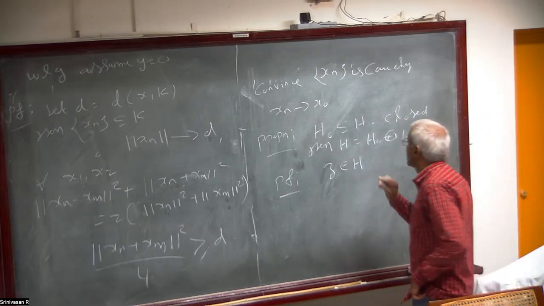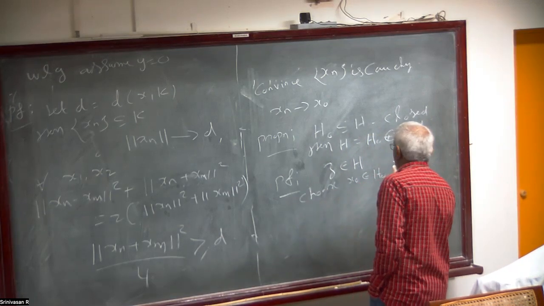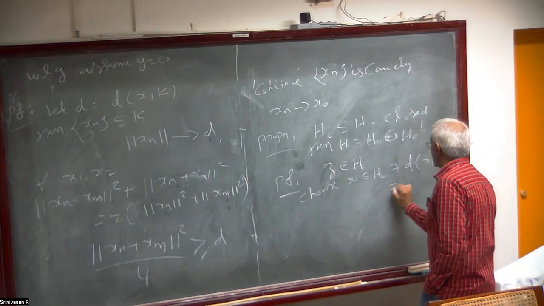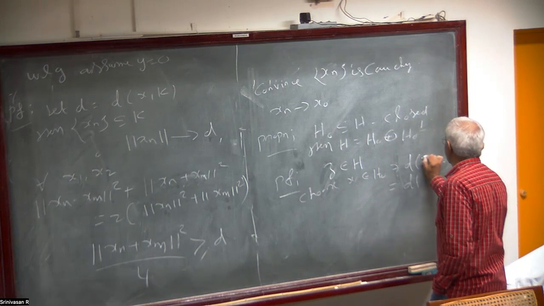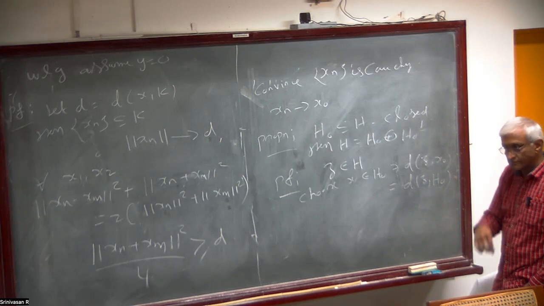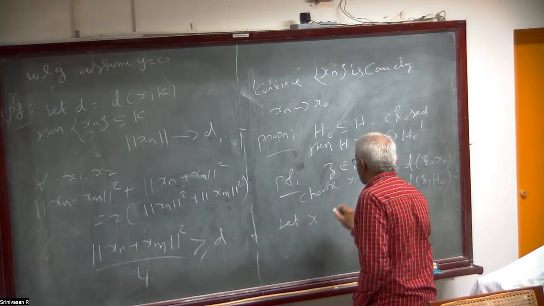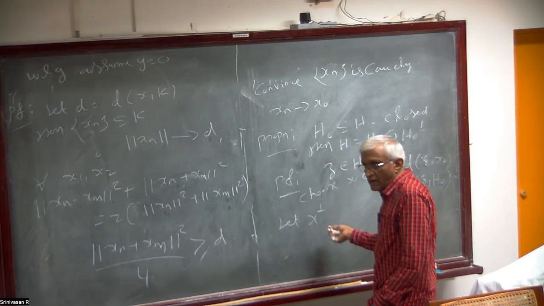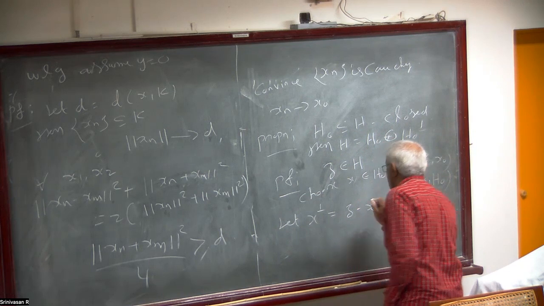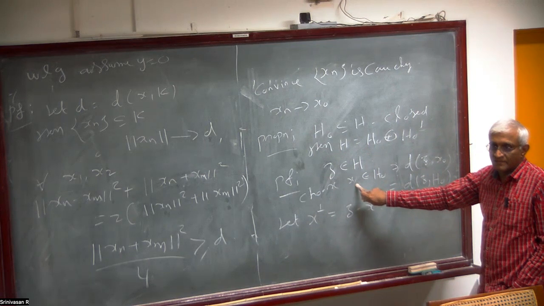So if you have a z in H, then choose x naught in H naught, and maybe x in H naught, such that d of x naught is equal to d of z, H naught. And let me denote it as x perp. I have to prove that this is actually orthogonal to this. x perp equals z minus x. Now all I have to prove is that this x naught is orthogonal to this x.